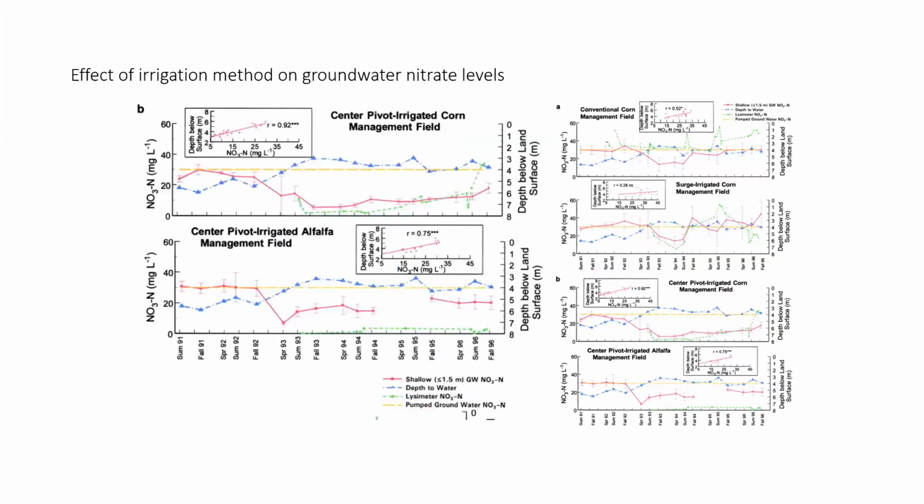And here's just a summary of that data. We looked at changes in shallow groundwater nitrate levels under the center pivot irrigated corn. Our control was the center pivot irrigated alfalfa field that received no fertilizer, and then compared that to changes in the shallow groundwater under conventional or gravity furrow irrigated corn and surge irrigated corn.